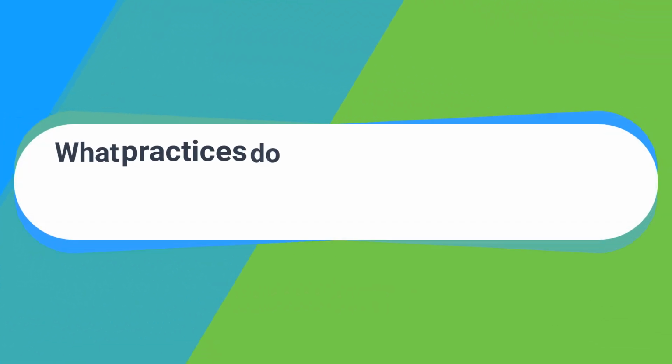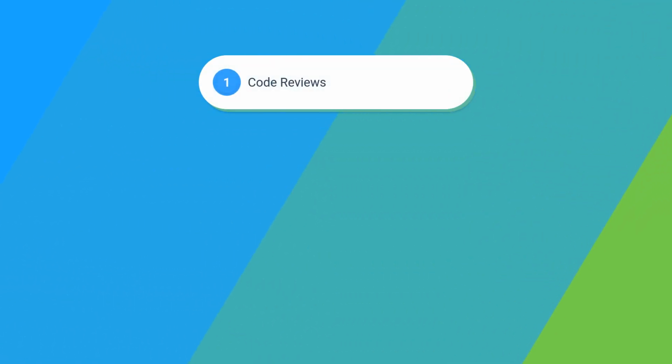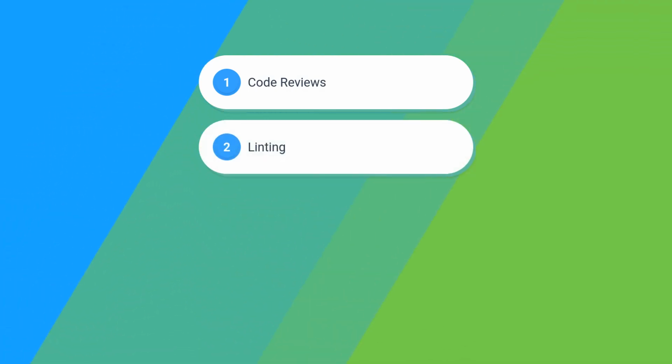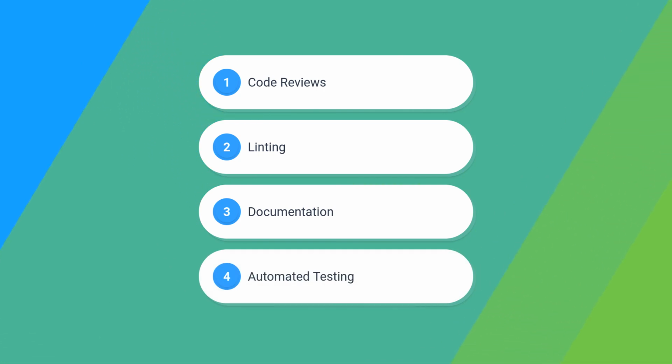What practices do you follow to ensure code quality and maintainability in a front-end project? Code reviews, implement regular code reviews to ensure code quality and knowledge sharing. Linting, use tools like ESLint to enforce coding standards. Documentation. Maintain comprehensive documentation for the codebase and development processes. Automated testing. Ensure high test coverage with automated tests for critical parts of the application.